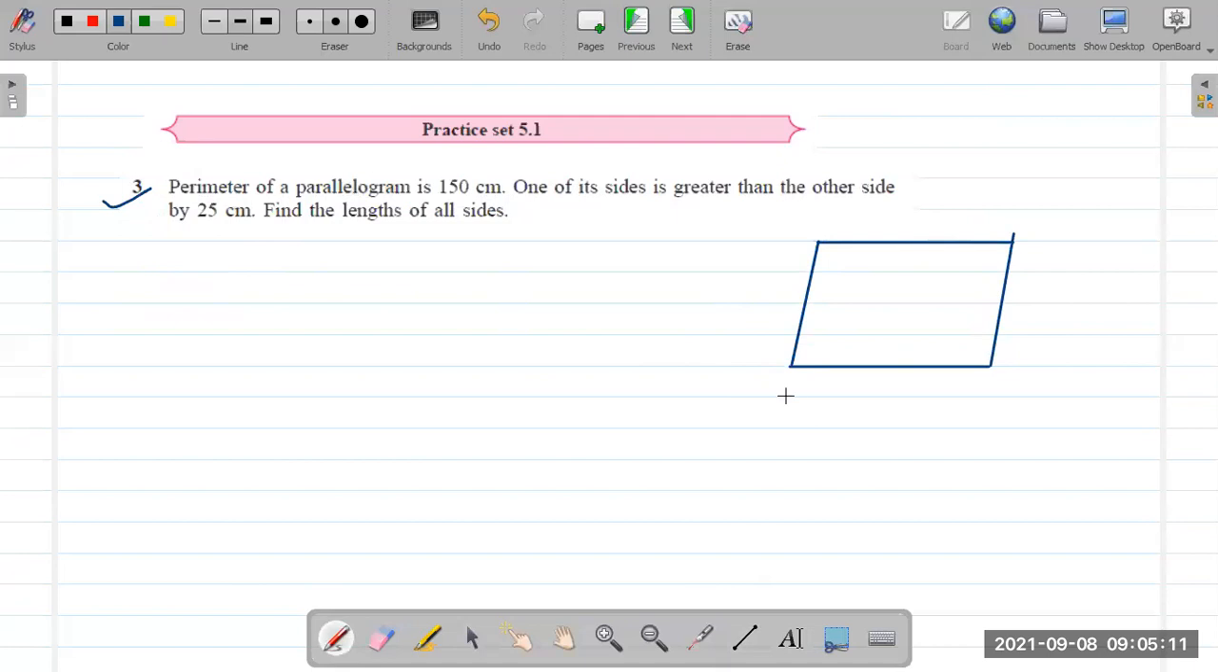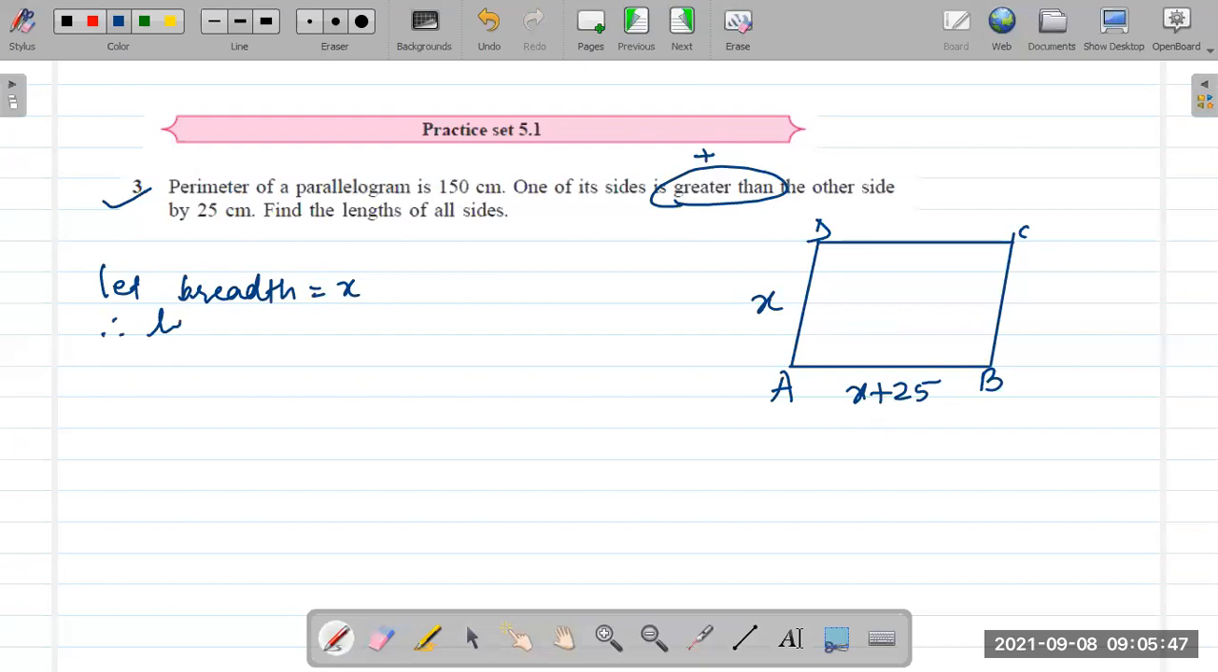Let's label it as A, B, C, D. Now we are given that one of its sides is greater than the other side by 25 centimeters. So if one side is X, the other side has to be X plus 25, because greater than means the operation is addition. So X plus 25 will be the other side. We start by writing: let the breadth equal X. So what will be the length? The length equals X plus 25.